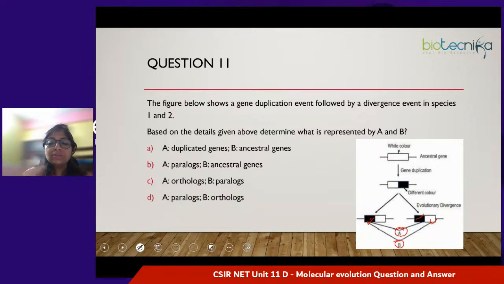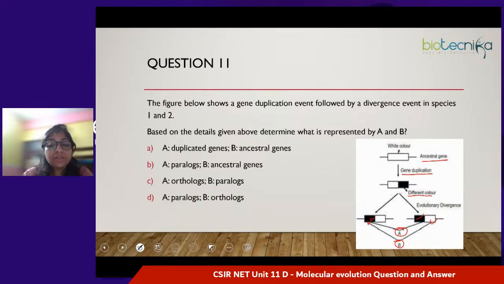First, to understand whether to call these paralogs or orthologs, we see the evolution process here. There's an ancestral gene that first undergoes gene duplication and forms a copy. They both accumulate changes differently, and that's why ultimately they have different colors. Now speciation has happened.